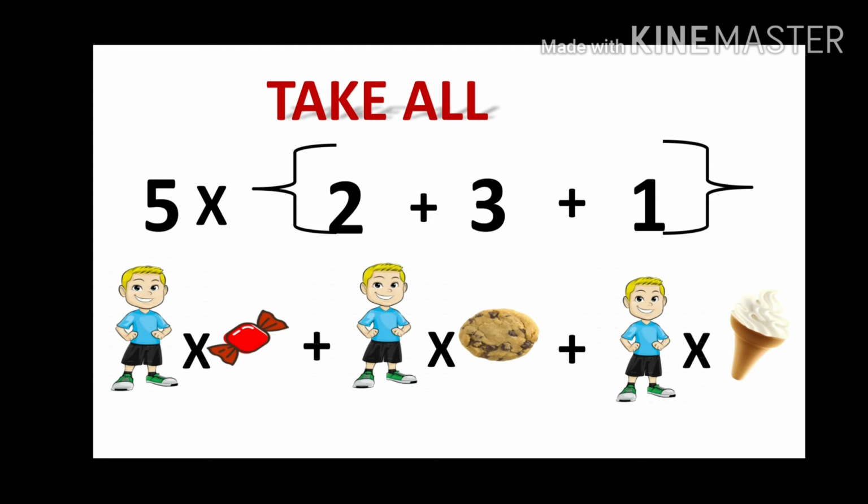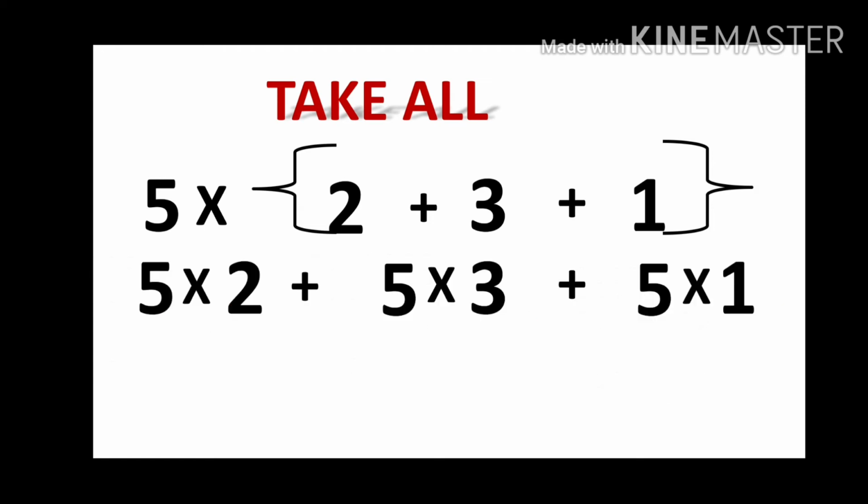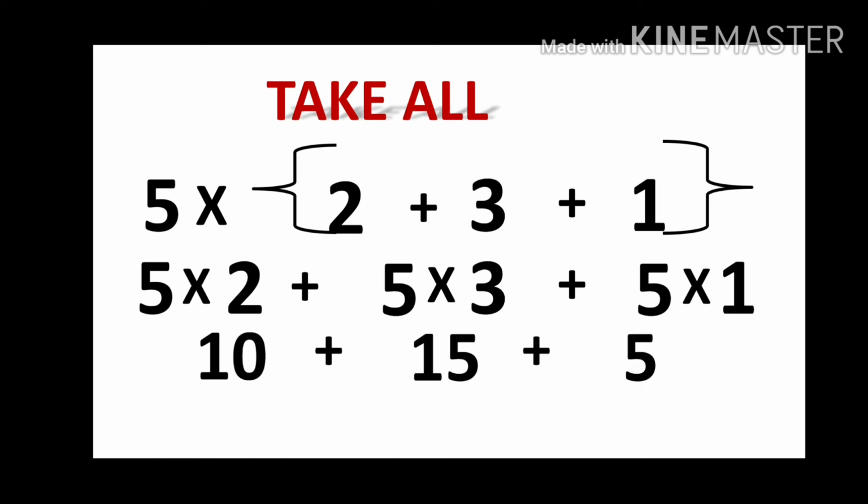So, 5 is outside the brackets. So, to take all 2, 3 and 1, the brackets must be opened. So, when we open it, 5 goes to 2, 5 goes to 3 and also 5 goes to 1. 5 goes to each and everything inside the bracket. So, 5 2s are 10, 5 3s are 15 and 5 1s are 5. So, that becomes 10 plus 15 plus 5. So, the answer becomes 30.